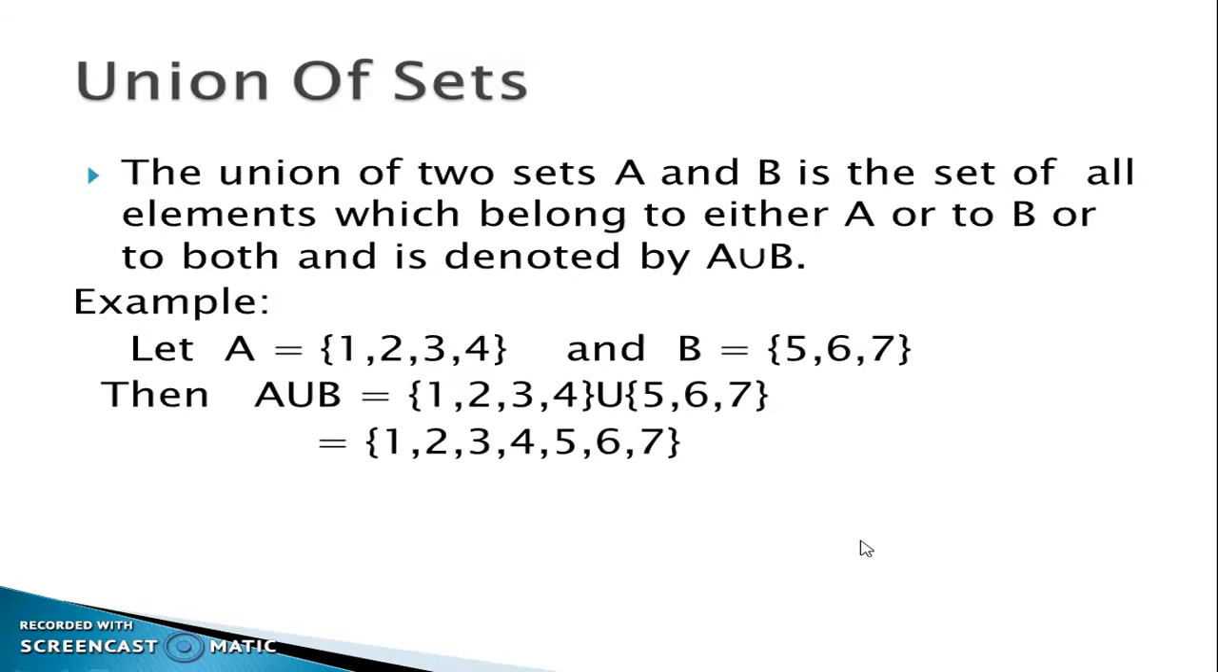Union of sets. The union of two sets A and B is the set of all elements which belong to either A or to B or to both, and is denoted by A union B. Example, let A equal to 1, 2, 3, 4 and set B equal to 5, 6, 7, then A union B consists of 1, 2, 3, 4, 5, 6, 7.